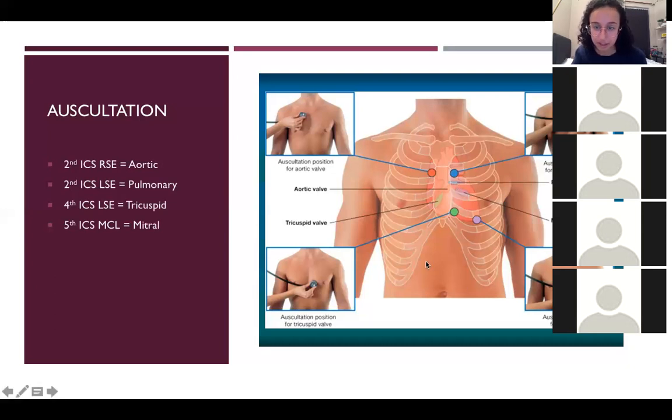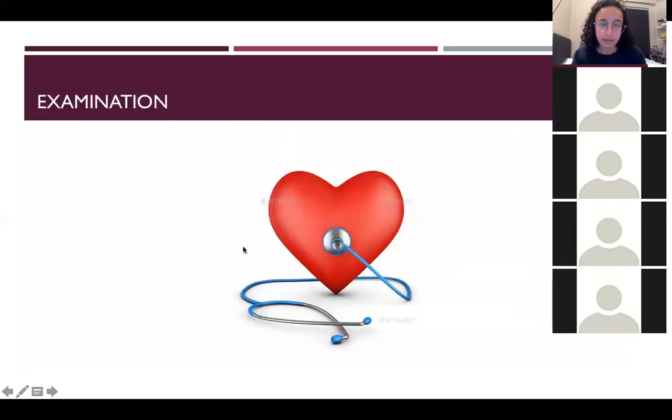I quite like this picture just because it shows that where you're listening is not actually where the valve is. It's just where the noise radiates to and where it's heard best. So for the aortic, second intercostal space, right sternal edge, that's where it's heard best. But we all know the aorta is in a different position. So it's sort of like the sound of the valve snapping shut is echoing through the chamber, and like your mitral valve, you hear it best at the apex of the heart because it's just like the vibration. Okay, great.